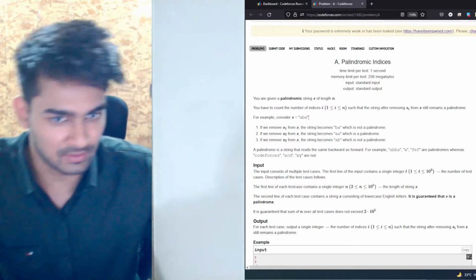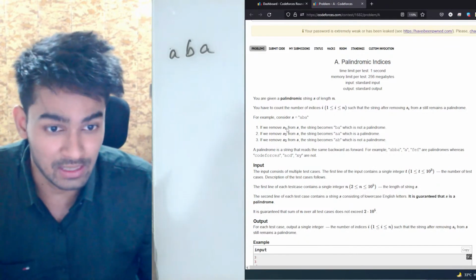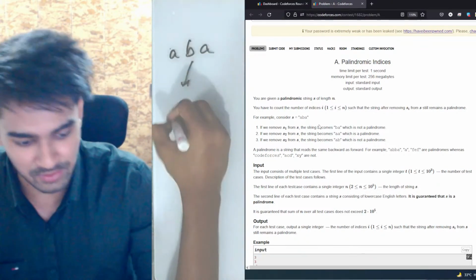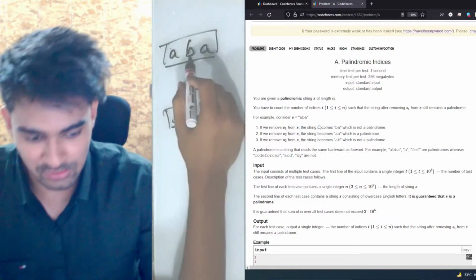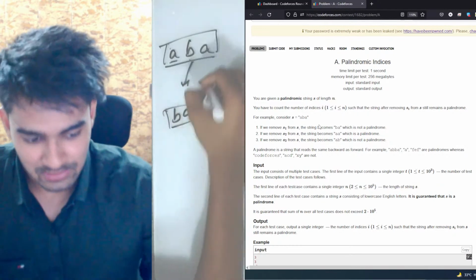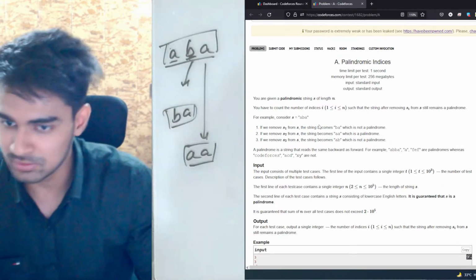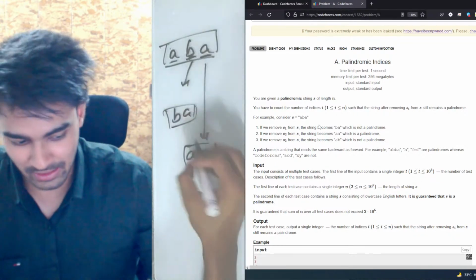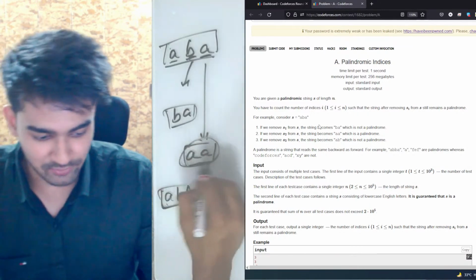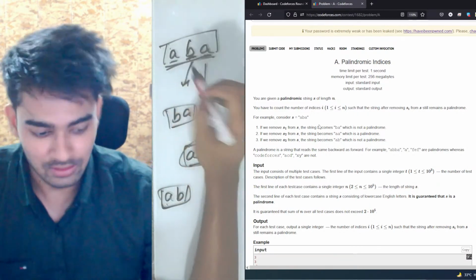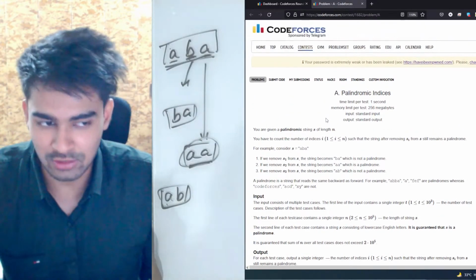So we have a, b, and a. If we remove s_1 from s, the string becomes ba, which is not a palindrome, so removing this a is not possible. The next case would be removing this b. It becomes aa, which is a palindrome. The third case would be removing the last a, which makes ab, which is not a palindrome. So there is only one case in which removing one character still leaves a palindrome. The answer for aba would be 1.